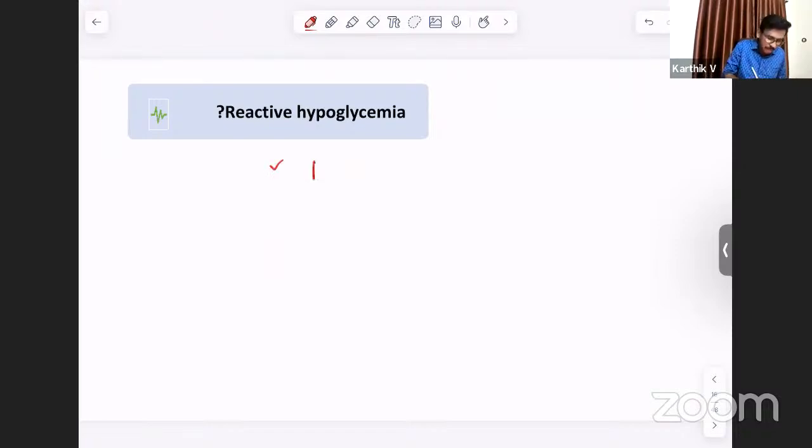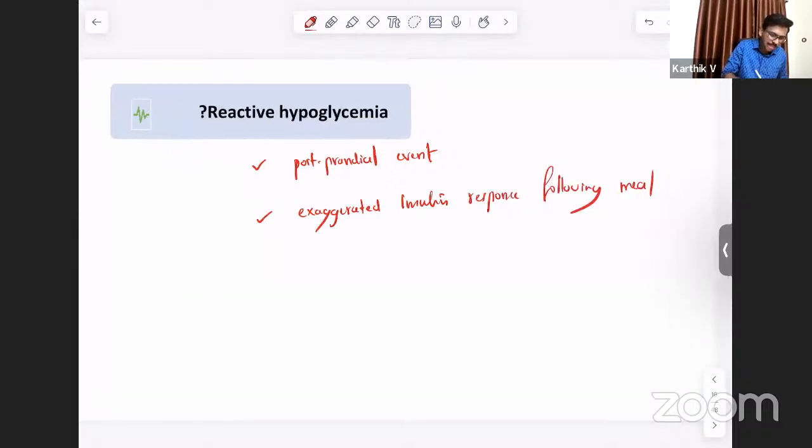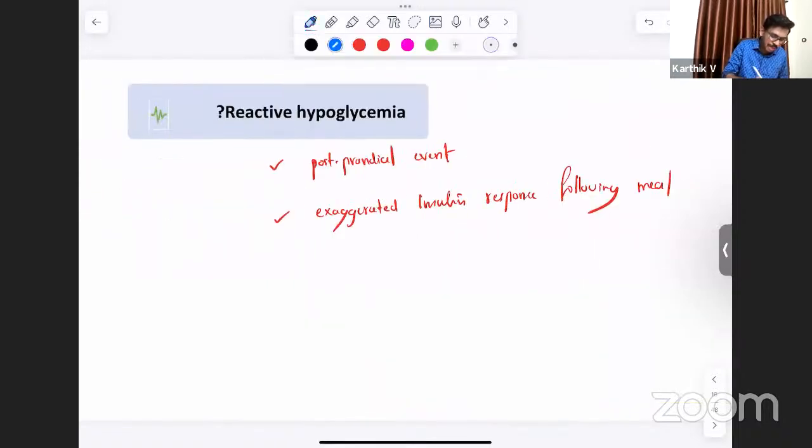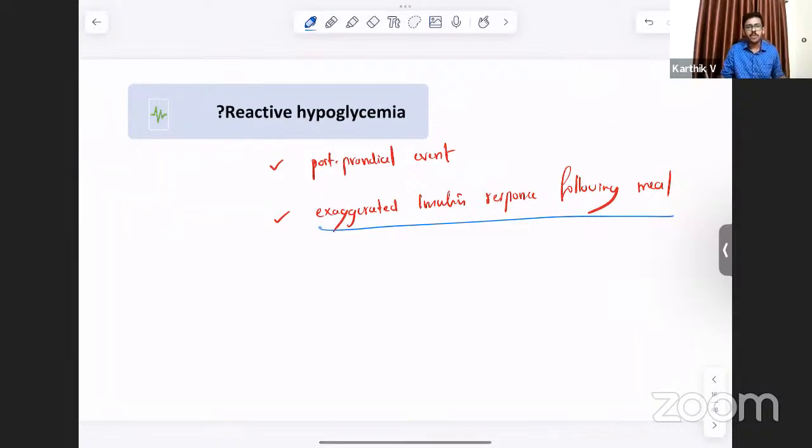And this is mainly a postprandial event. And the basic cause for reactive hypoglycemia is the exaggerated insulin response following a meal. So exaggerated insulin response following a meal is the most common cause for reactive hypoglycemia. So in which situations do you think of reactive hypoglycemia? One, in patients with pre-diabetes and obese patients, and those patients taking high glycemic index foods. Then post-bariatric surgery patients.